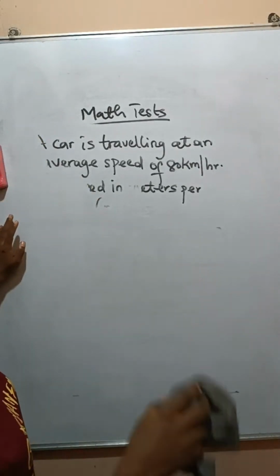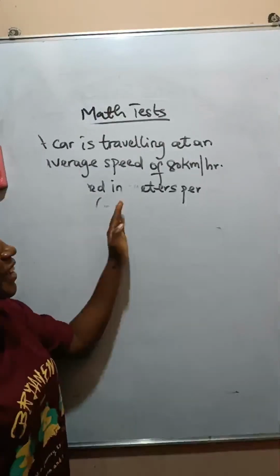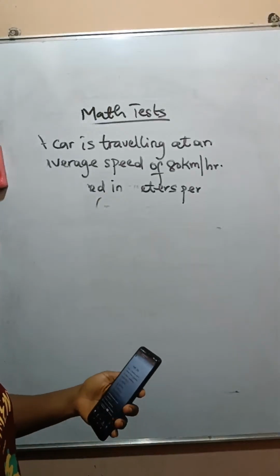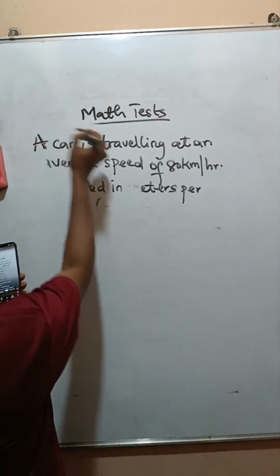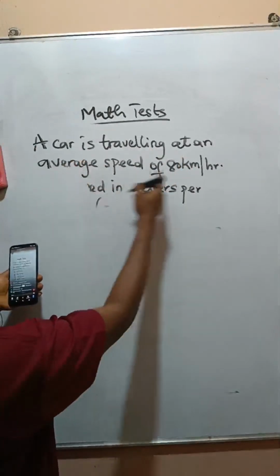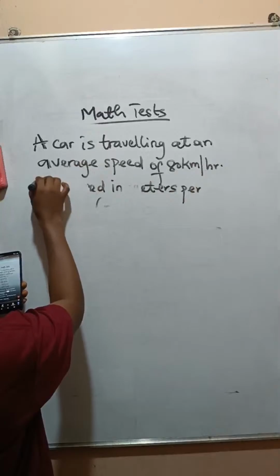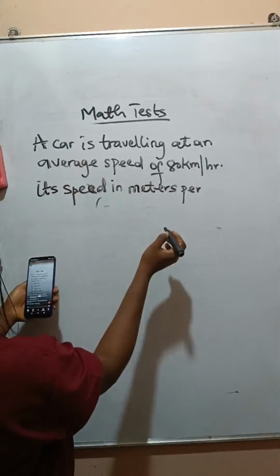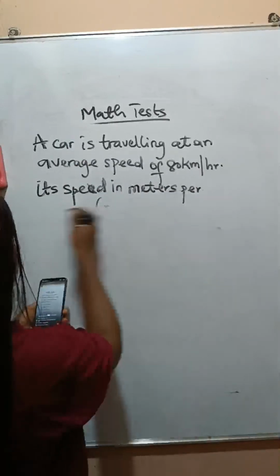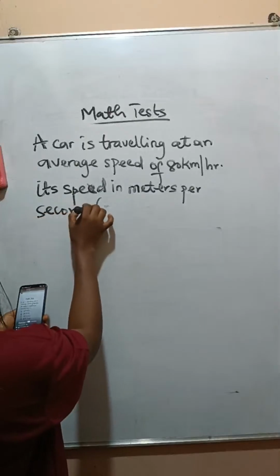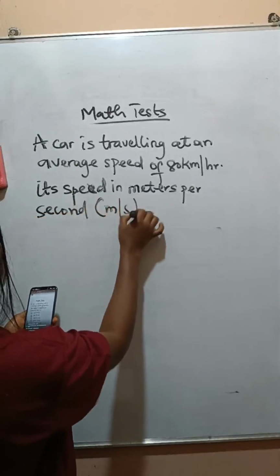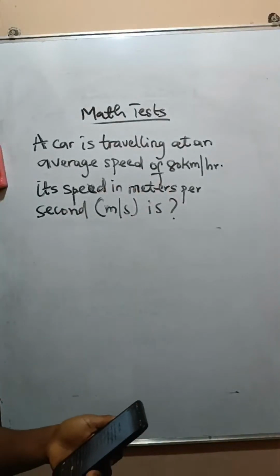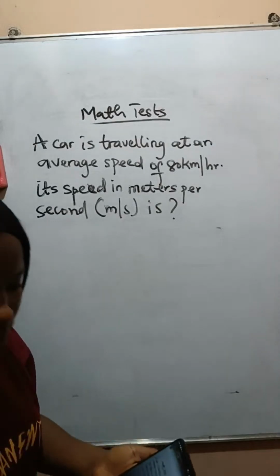Oh, I've cleared this. Okay, but we've gotten the question already. Now, a car is traveling at an average speed of 80. Its speed in meters per second. Okay, bracket m per s is what? Okay, so this is the question.